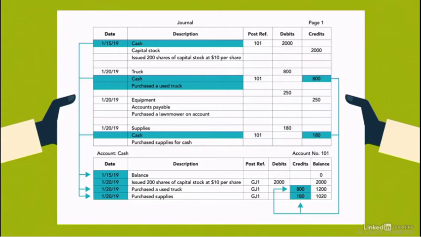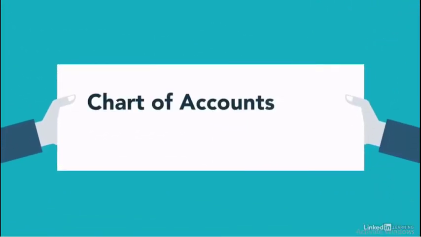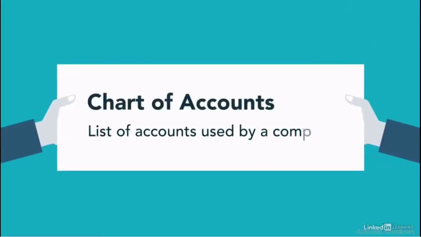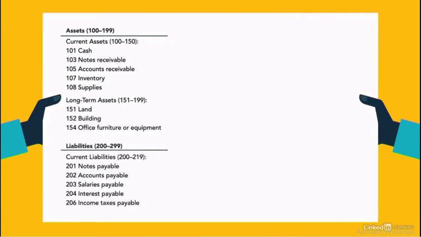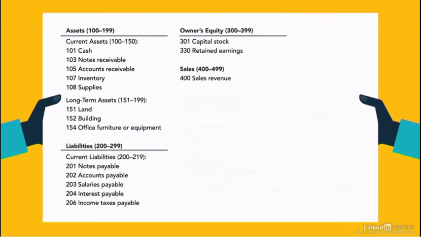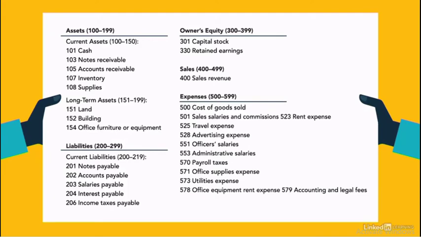That would be a very big spreadsheet. A particular company will have as many or as few accounts as it needs to provide a reasonable classification for its transactions. The list of accounts used by a company is known as its chart of accounts. The normal order of a chart of accounts begins with assets, then liabilities, followed by owner's equity, then sales and expenses. Here is one example of some accounts that might appear in a typical company's chart of accounts.